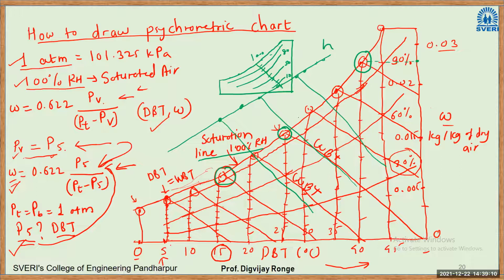What is the slope of this line? All that will be calculated once you know all the values. So these are the constant enthalpy lines. This may look very complicated, but this is the answer to various questions, right? So I will show you the real psychrometric chart so that your idea will be more clear.